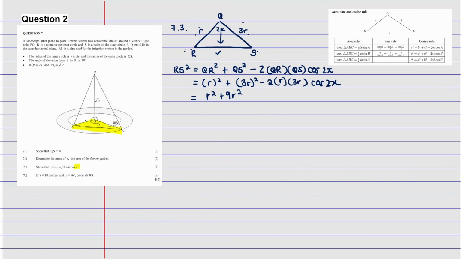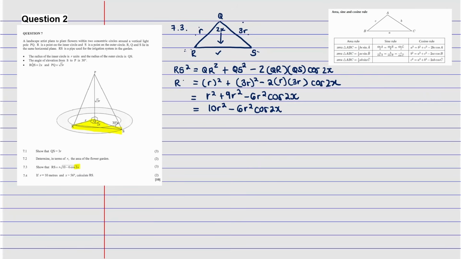Then this is going to be what? Negative 2 multiplied by 3, which is going to give us negative 6R squared. And this is going to be multiplied by cos 2x, right? Add this together, we're going to have 10R squared, right? And this is going to be minus 6R squared. Then this is going to be cos 2x, right?